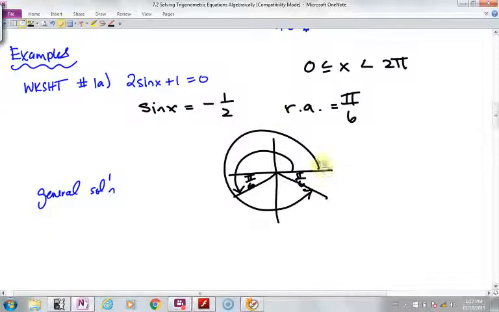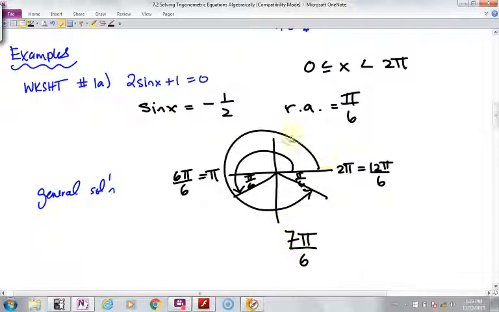So the first one is if I add pi by 6 to pi. Now think about pi here and 2 pi here. Pi is the same as 6 pi by 6. And 2 pi is 12 pi by 6. So what's my very first angle? 7 pi by 6, because it's 6 pi by 6 plus another pi by 6 is 7 pi by 6.